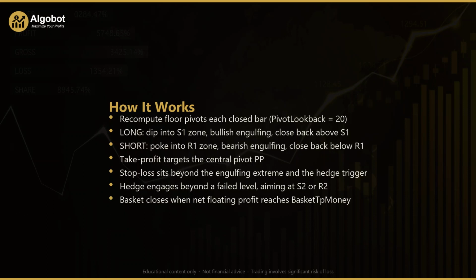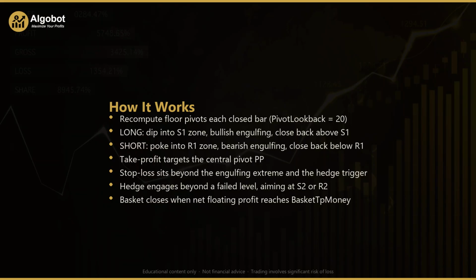Let's walk through the mechanics step by step. Everything begins on each freshly closed bar. The expert advisor looks back over a number of closed bars set by the PivotLookback parameter, which defaults to 20. Across that window, it finds the highest high, the lowest low, and the most recent close. From those three numbers, it calculates the floor pivots.